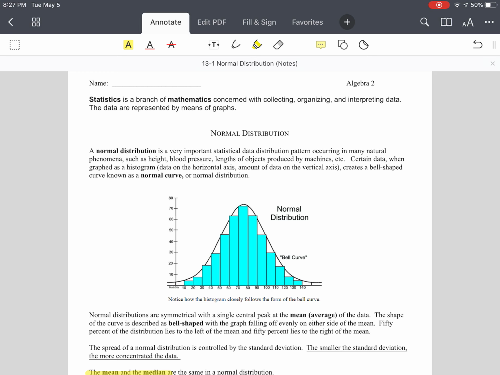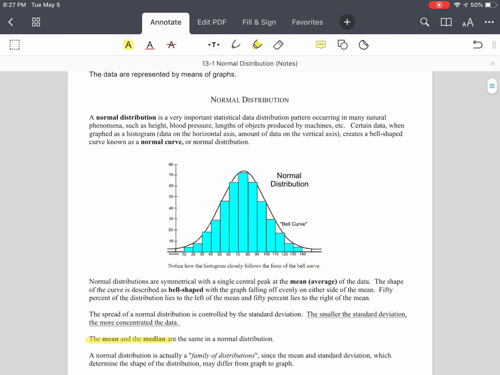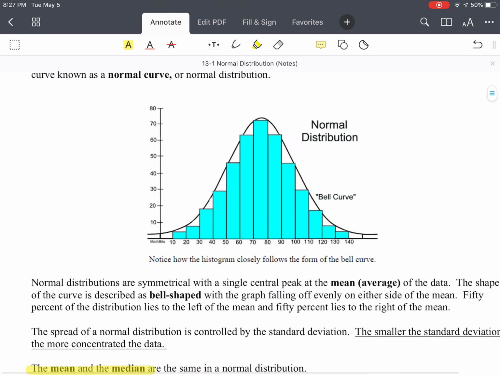Okay, normal distributions are symmetrical with a single central peak at the mean or the average of the data. So if you look at the one here, they put numbers at the bottom just as an example. Let's say this is some sort of standardized test score. So that would mean that the mean or the average would be right in the middle. So the mean or the average of this test score must be 75, whatever this test score is. The shape of the curve is a bell shape. 50% of the distribution lies to the left and 50% lies to the right. So 50% of the scores are above 75, 50% of the scores are below 75 in this example here.